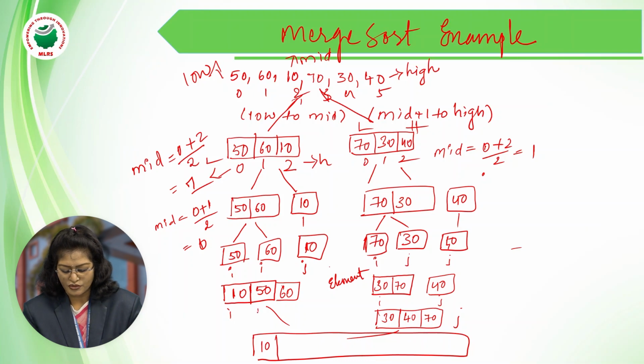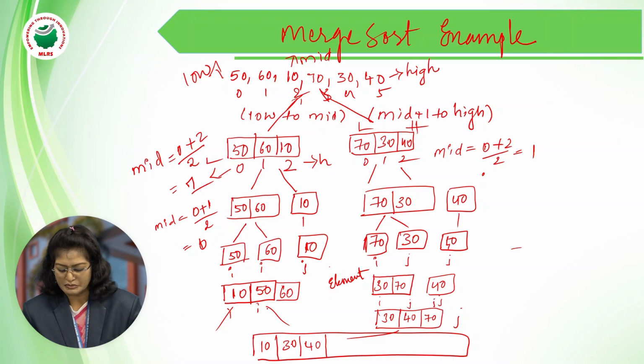And next I is going to be incremented to the 50 and this j. So 50 is compared with 30. So 30 is the less and 30 will be inserted into the new array. And this j has been incremented now. So next, 50 is compared with 40, and again the 40 will be small, so the 40 will be inserted here, and next j is incremented now.